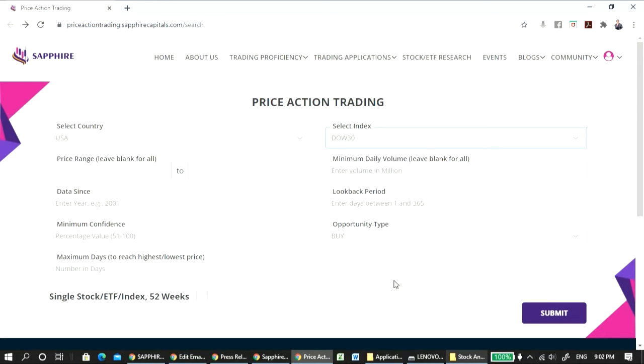The third input here is the optional price range. If you want to trade stocks within a certain price range, you can input it here. I'm leaving it blank for the moment. The volume part is similar, where you would like to exclude or include certain stocks of certain volume. You can input it here. I'm leaving it blank for the moment.